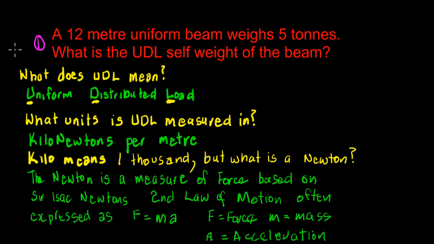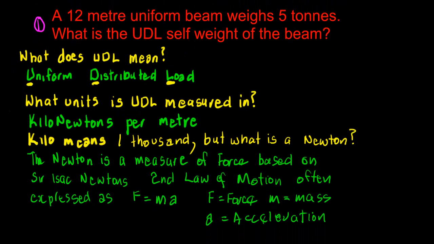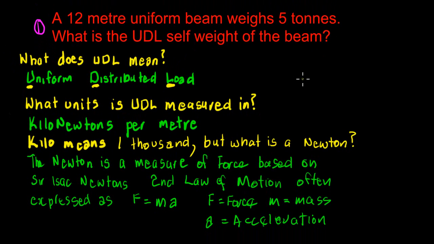Well, we know that kilo means 1,000, as in kilogram is 1,000 grams, and kilometre 1,000 metres. So kilonewtons must mean 1,000 newtons. Wow. What the hell's a newton? Well, the newton is a measure of force based on Sir Isaac Newton's second law of motion, often expressed as a formula: F equals ma. F is the force, m the mass, and a the acceleration.